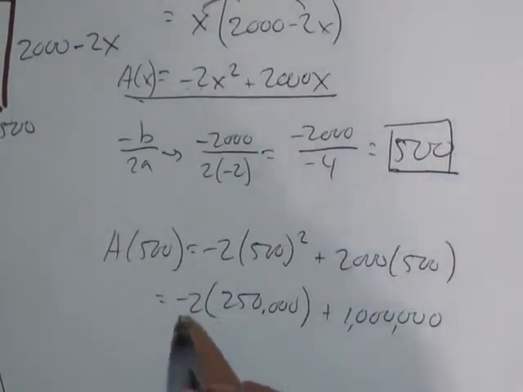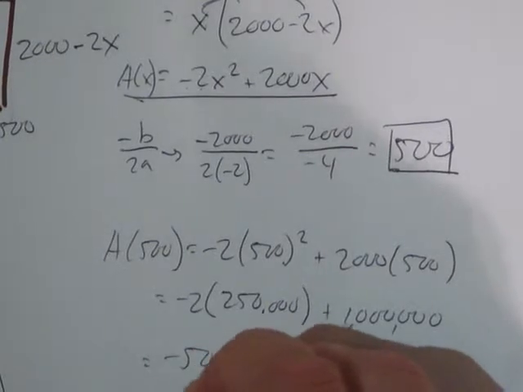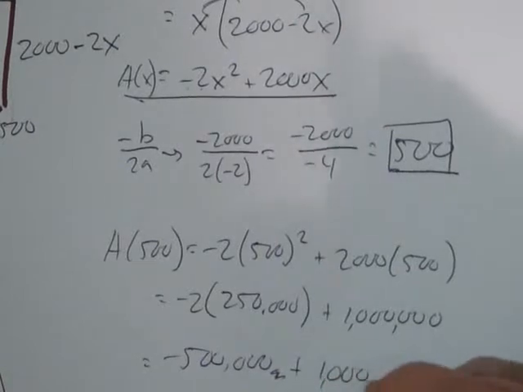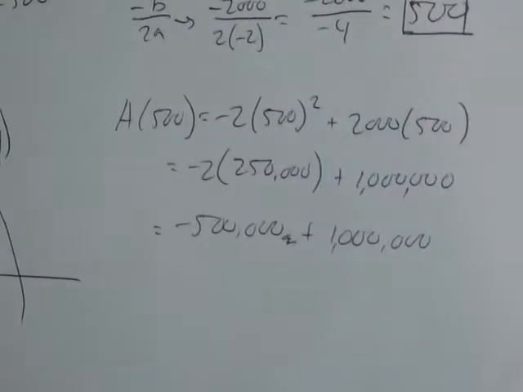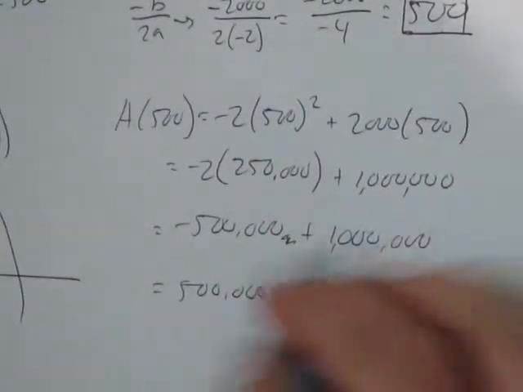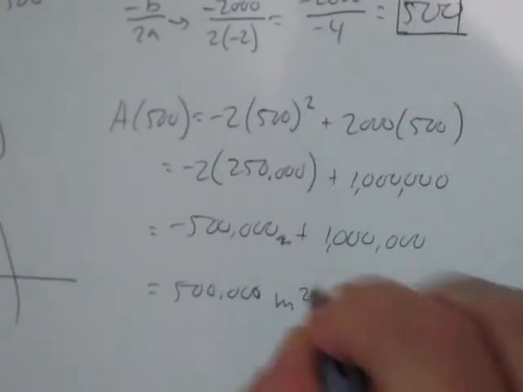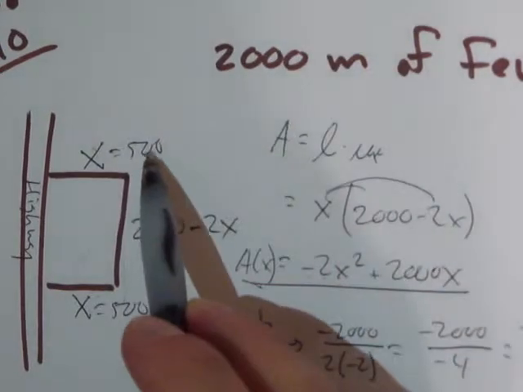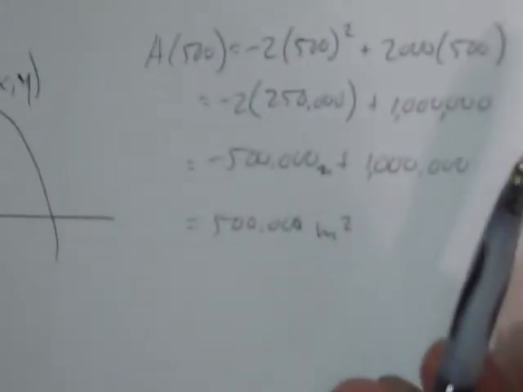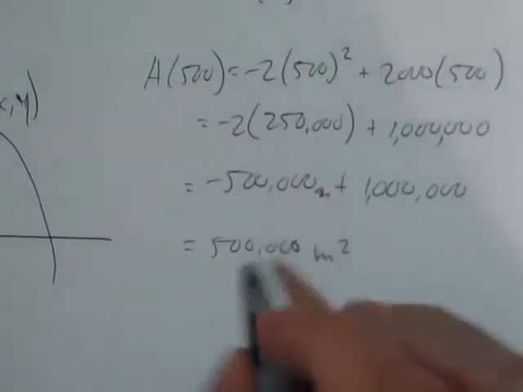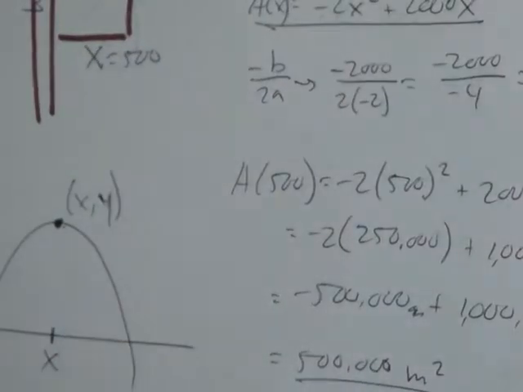Okay, so now negative 2 times 250,000, that's negative 500,000, plus this 1,000,000. And then we add these together, and it looks like we get 500,000. And what that tells us is that, this is square meters, so if we have a length of 500 meters here, we will have the maximum area, and the maximum area that we get will be this 500,000 square meters. That's how that works, because that's what the coordinates of the vertex is.